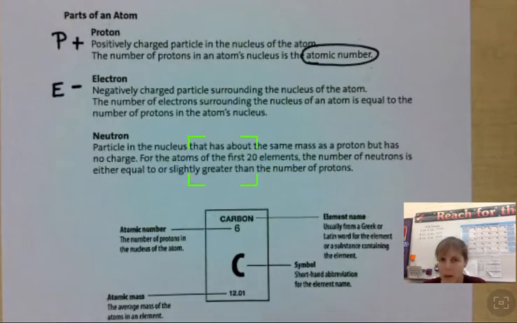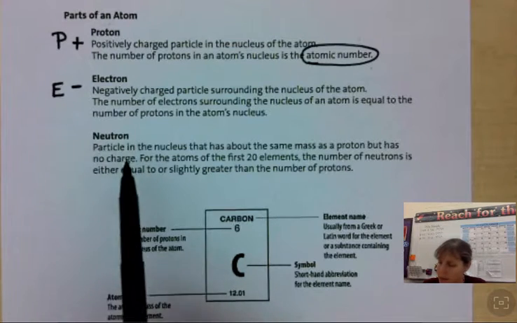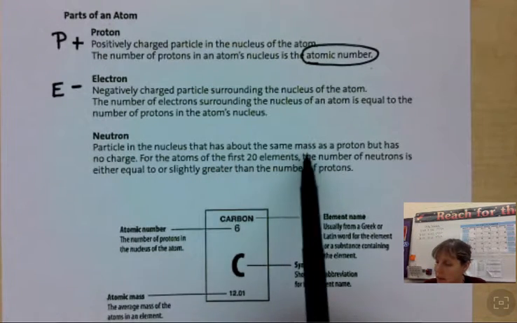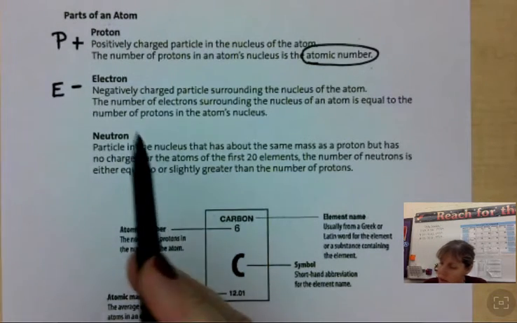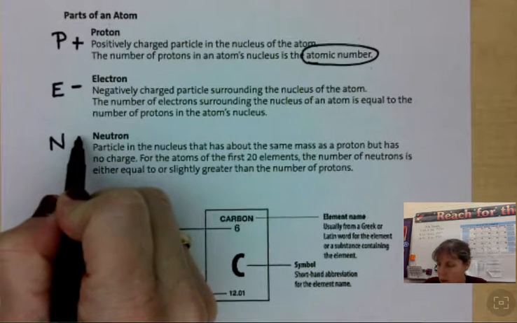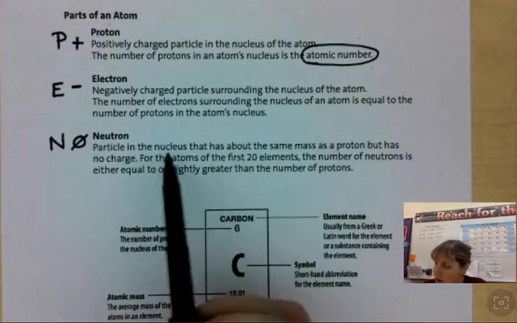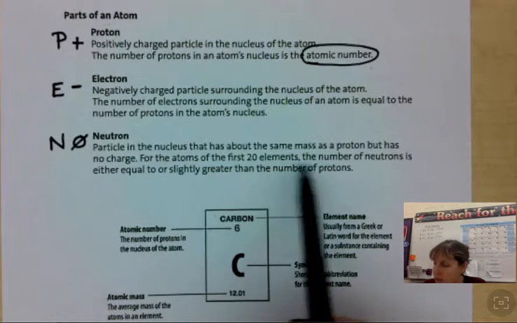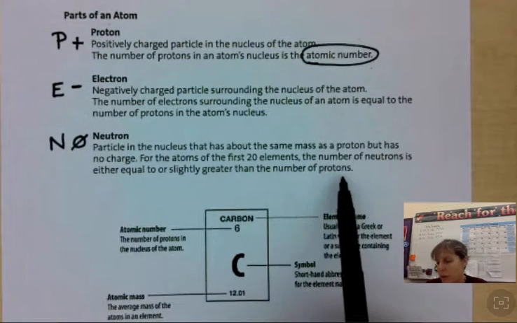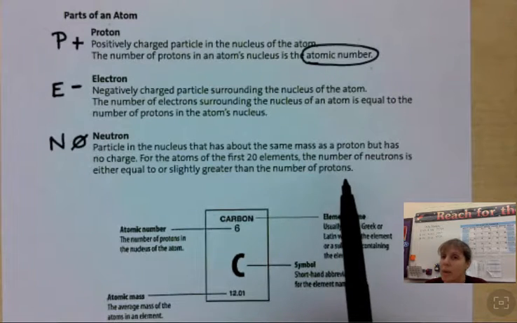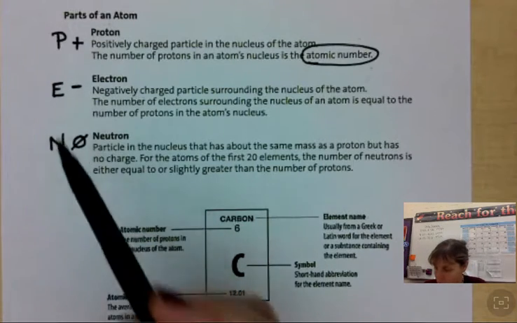There we go. Okay. So the next part of an atom that we want to look at is called the neutron. The neutron is a particle in the nucleus that has about the same mass as a proton, but no charge. So the neutron has a neutral charge, and we symbolize that with a 0. I'll just do that so that you know that it's not an O. For the atoms of the first 20 elements, the number of neutrons is either equal to or slightly greater than the number of protons. Again, the ones that we're going to build today will have exactly the same number of protons, neutrons, and electrons, okay?